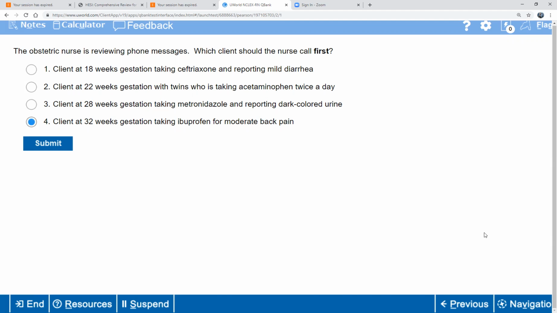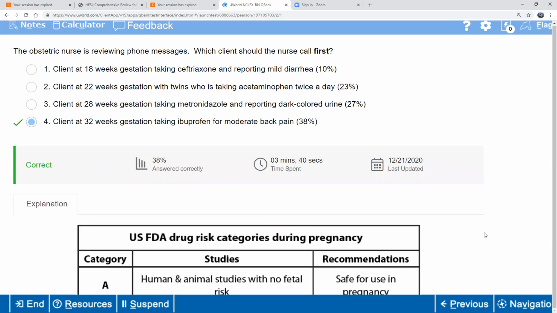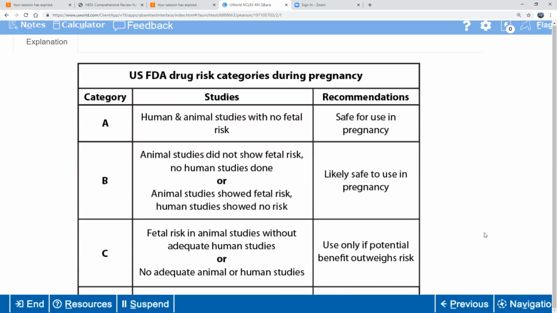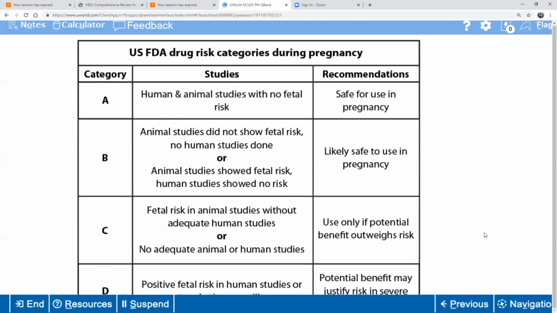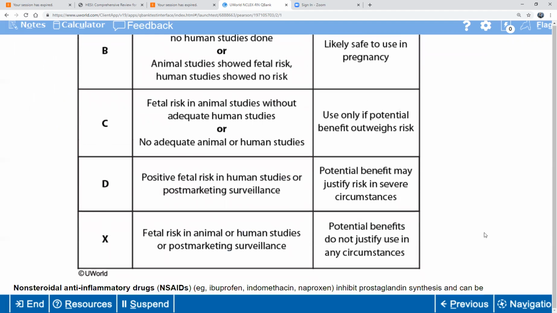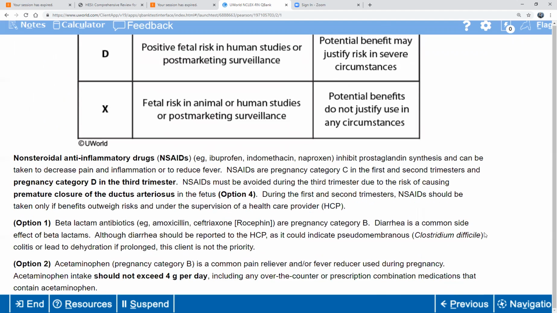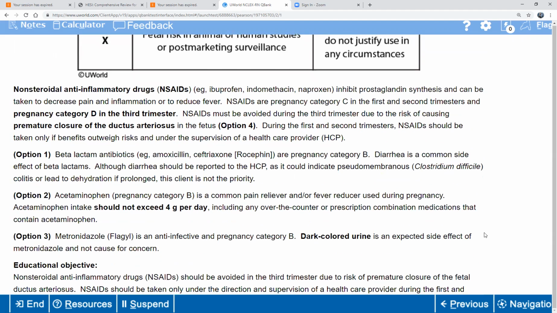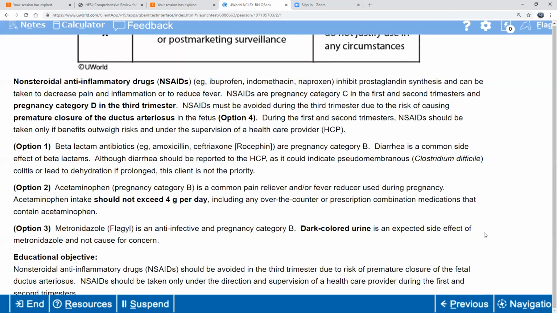Let's see if it's the right answer. So they're giving us the classification. Oh, it said exactly what I said, huh? Yes, that's why you are a teacher. Avoided in the third trimester due to risk of premature closure of the fetal ductus. Yeah.